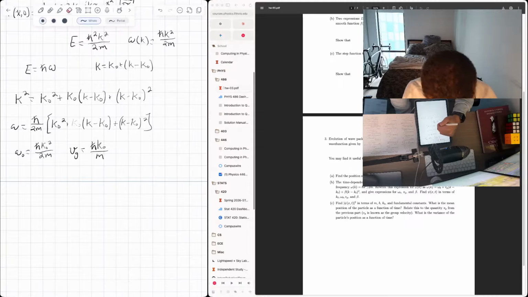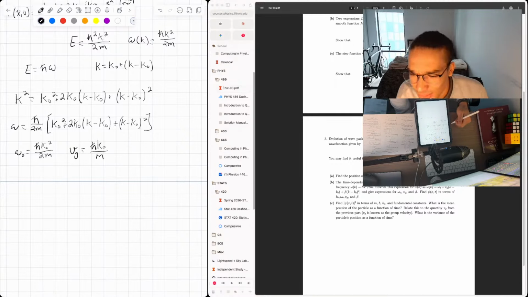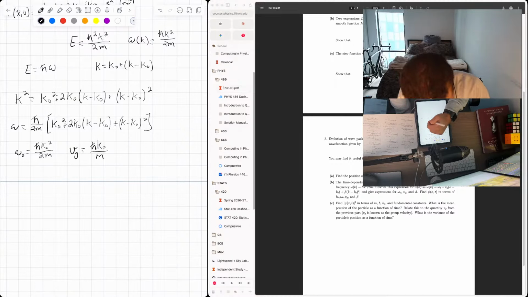Two. This is a 2 here. That's why there's a 2 here, for the cross term has a 2. Okay. And the last one it wants from me is beta. And beta just equals h bar over 2m.